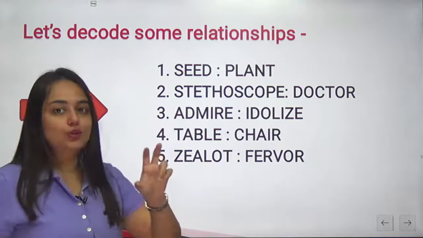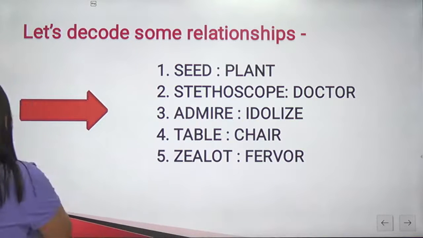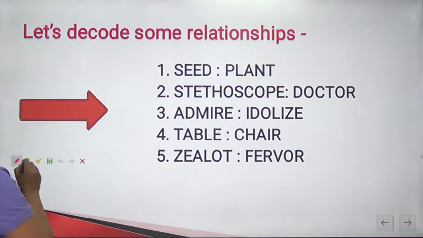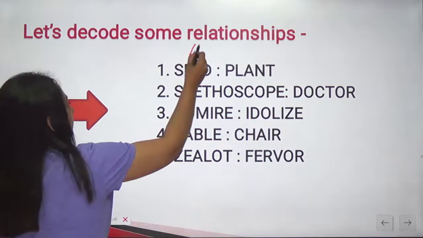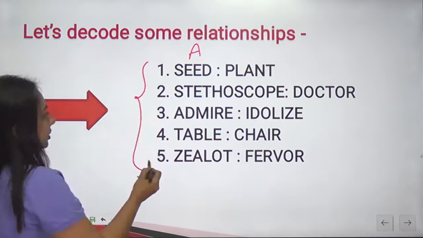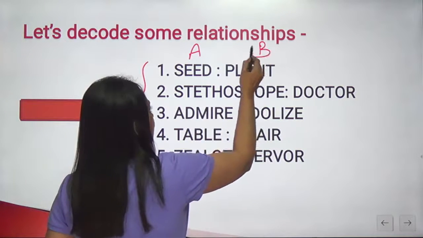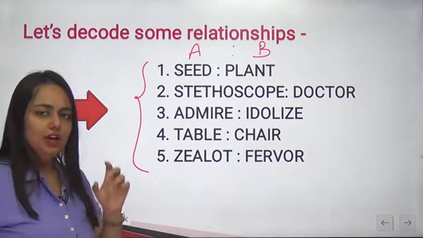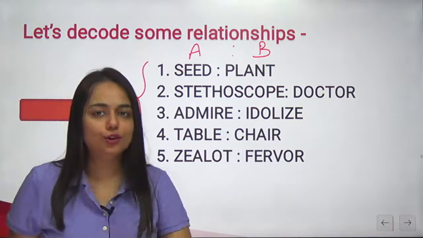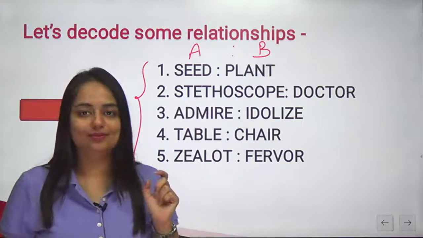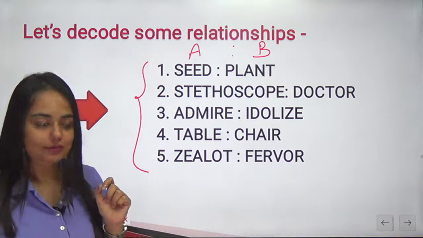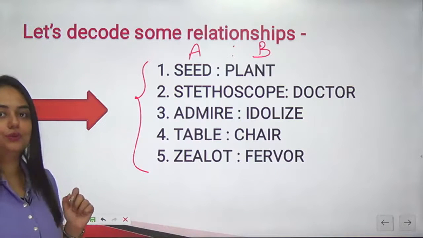So seed is to plant. Let's name them as A is to B. So these all, let's consider them as A and the second ones as B. So using the variable A and B, how can we decode the relationship for the first one? Seed is to plant. Can anyone tell me? Let's see who's going to answer this one. Or let me just do the first one for you.